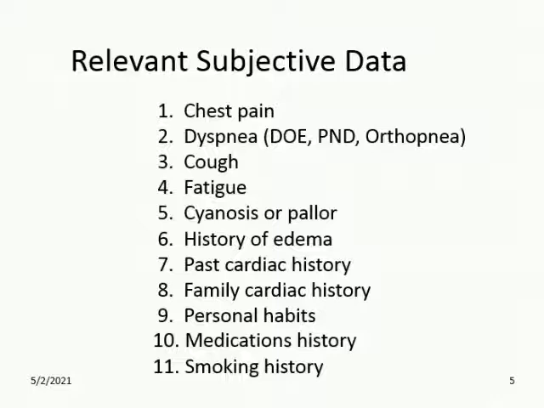So the assessment of the cardiovascular system begins with taking history or relevant subjective data regarding chest pain, dyspnea, cough, fatigue, cyanosis or pallor, history of edema, past cardiac history, family cardiac history, personal habits, medication history, and smoking history.